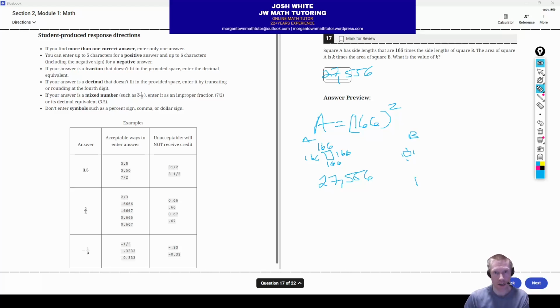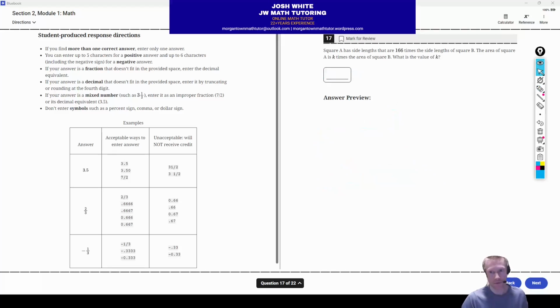The area of square A is k times the area of square B. So this area is equal to the area of B times k. So what does k have to be? Well, k is equal to the 27,556 that I mentioned earlier.